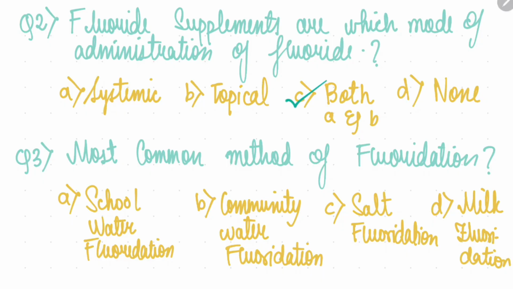And the last question, what is the most common method used for fluoridation? It's very simple. Which method would help many people, a lot of people? It is community water fluoridation, okay, because water is the primary need. Also, we use water more than salt and milk, right? Water is the primary need, and in school water supply, the water will reach only school children, whereas in community water supply it will reach a larger mass of people. So therefore community water fluoridation is the most common method of fluoridation.